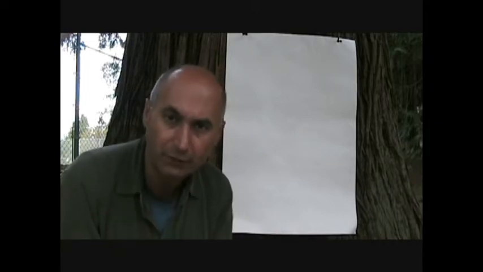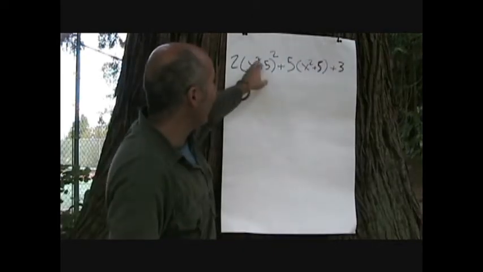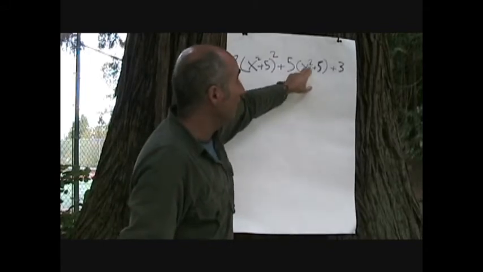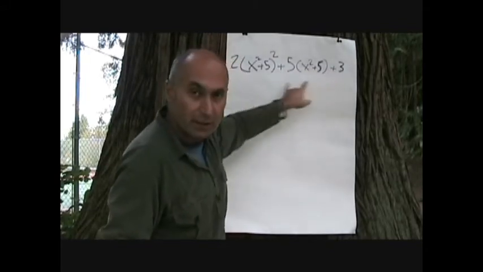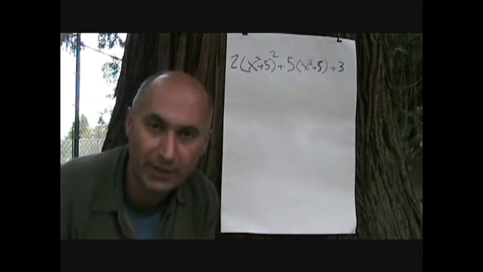So sometimes you might get a more complicated function embedded inside a quadratic function. For example, you might get something like this. So if we have something like 5(x squared plus 5) squared plus 5(x squared plus 5) plus 3. Now what you've got to notice here is that it is in the form of a quadratic function.